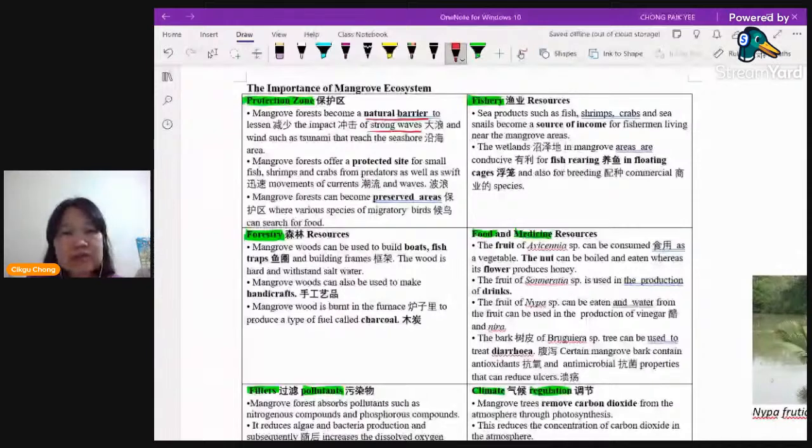Forestry. You find that the mangrove woods can also be used to build boats, the kayu of the pokok api, pokok berepat. All these, we take the wood from there and we can use it to make things. Okay, you also make it for charcoal.